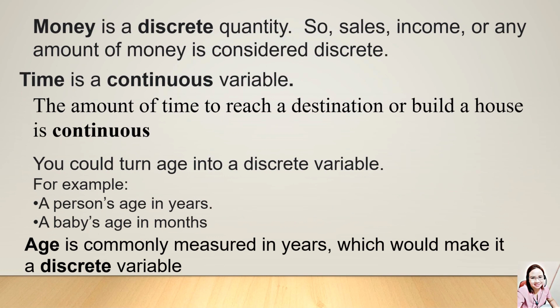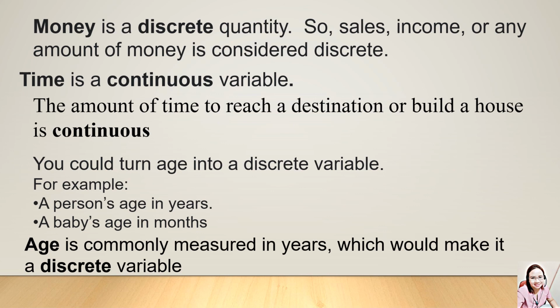Class, remember, money is a discrete quantity. So sales, income, or any amount of money is considered discrete. Your allowance in a week, the money you receive from your parents' income for a month, or the money you spend for grocery is considered discrete.